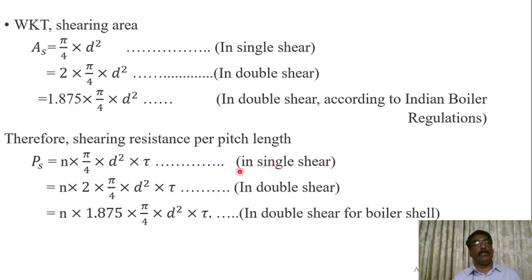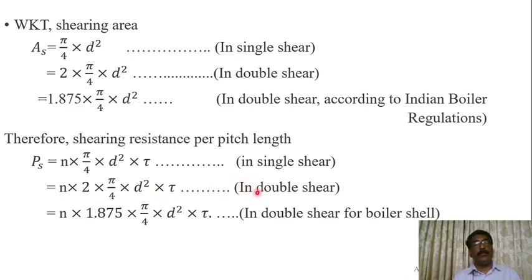So this is only in a single shear. Suppose it is in a double shear, for example, if you are considering a butt joint with two cover plates, then the formula you are going to use is this. You can see here, the area which resists the shearing is 2 into pi by 4 into d square. This 2 into pi by 4 d square is the total area which resists the shearing. Since the rivet is in a double shear, you will have to consider two areas. This 2 comes into the picture. Again, this is the shear stress, and this is the number of rivets in the pitch length, whether it is single riveting 1, double riveting 2, triple riveting 3, like that. Again, the units are the same. The area is in mm square, the shear stress should be in Newton per mm square, and you will get the shear resistance in Newton.